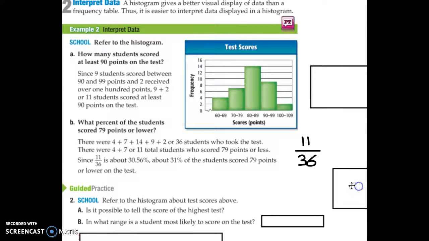To get percent, you take the number you want, how many you want in that range, divided by the total number of students. So if I do 4 plus 7 plus 14 plus 9 plus 2, all the total students, that adds up to 36. And so to get my percent, I'm going to do 11 divided by 36, and I've got to move the decimal twice. So I should get around 31%. 31% of the students scored 79 or lower on the test.